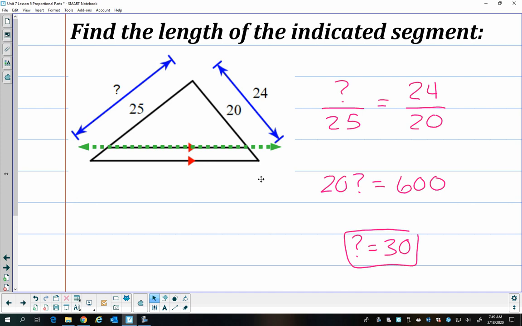In class, I'll show maybe some other ways that you could write these two proportions, and still it will lead you to the correct answer for how long this side of the triangle is.